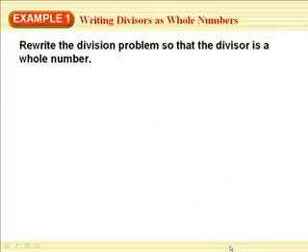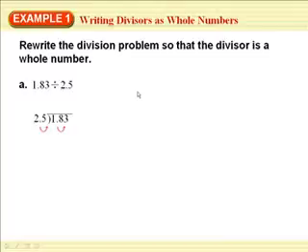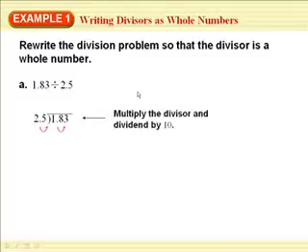All right, so let's do some of these. It says rewrite the division problem so the divisor is a whole number. So here is our 183 divided by 2.5. This has to be a whole number, so I go over 1, and up. Then you would just divide. It's not asking us to divide, it just wants us to rewrite it. And it talks about multiplying your numbers, but just remember over, and up. And that's what we came up with.